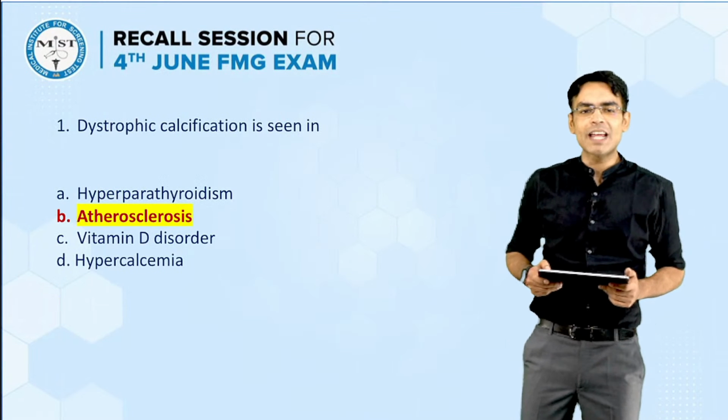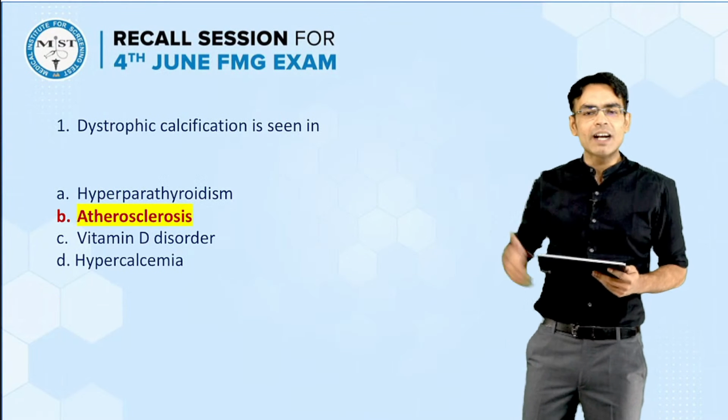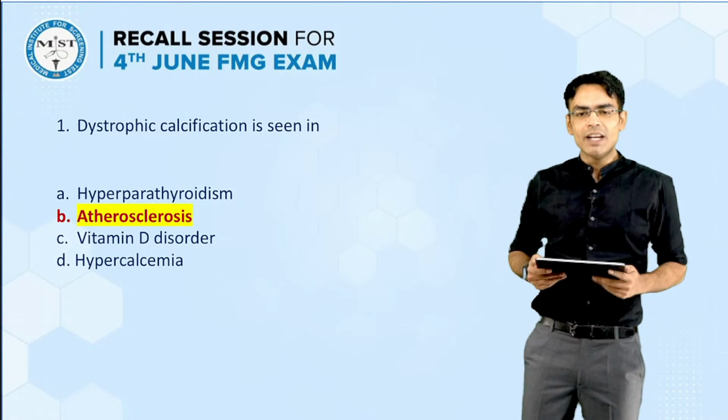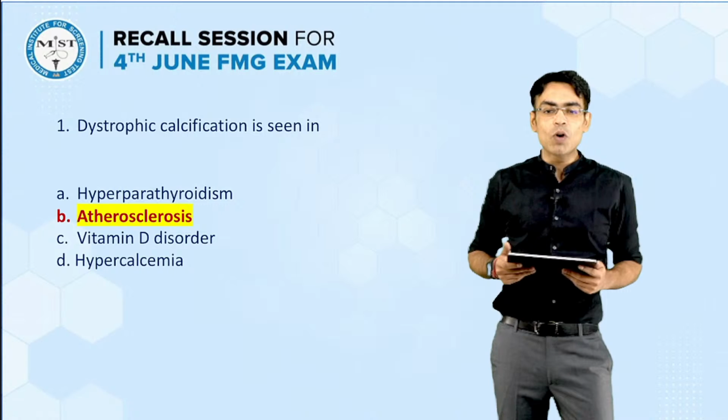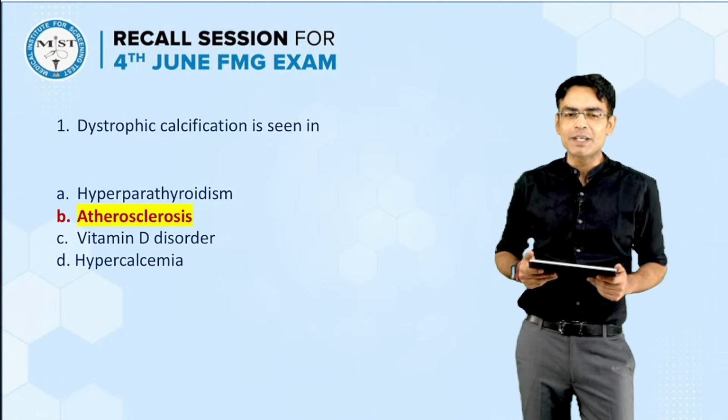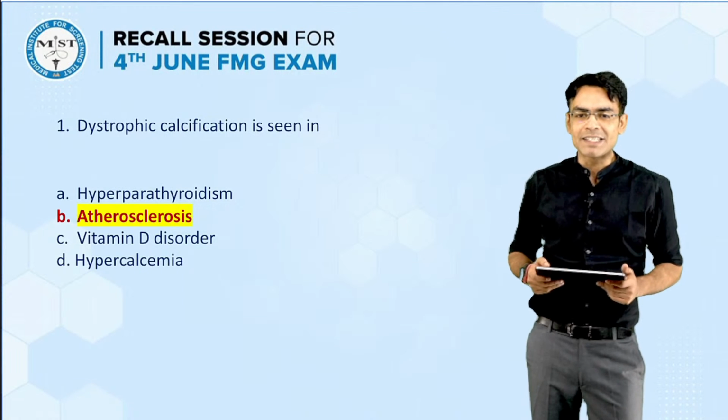The first question was something regarding dystrophic calcification: dystrophic calcification is seen with. Now, the options which I have got were hyperparathyroidism, atherosclerosis, vitamin D disorder, or hypercalcemia.